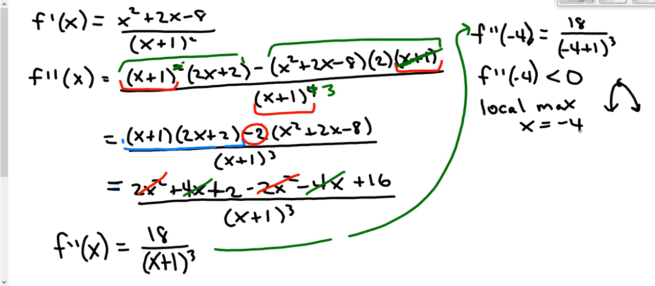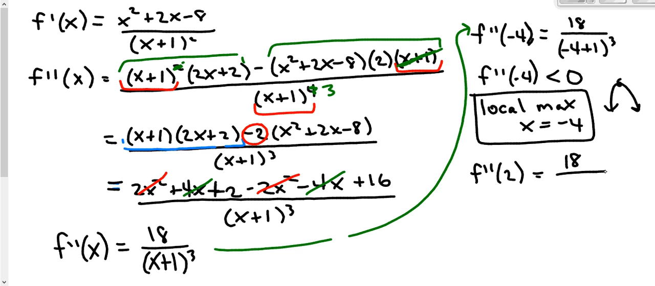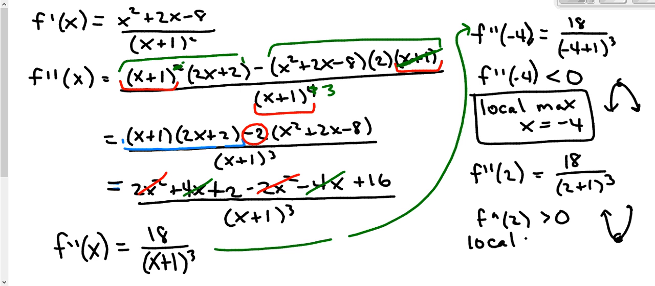Then we do that for x equals 2. Take it, plug it in the second derivative. Notice that gives you a positive denominator, positive numerator as well. So f double prime of 2 is positive. Remember what that means. That means the function is concave up, so you're at a local minimum. Okay, so that takes care of number 29.